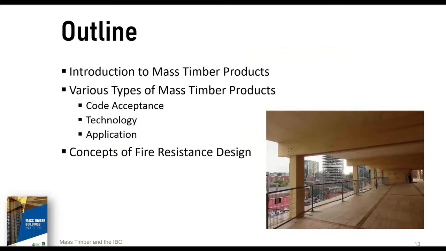This is a basic outline for the presentation. I'll start with an introduction to the various types of mass timber elements. I will then touch on each type of mass timber product by showing the acceptance criteria that's spelled out in the code for each type of product, and the technology associated with each type of product. I'll include some examples of applications where those products have been used. And then at the very end of the presentation, I'm going to very briefly touch on the basic concepts of fire resistance design for the mass timber elements, hopefully to get you thinking about how inherently safe mass timber is when it comes to exposure to fire.